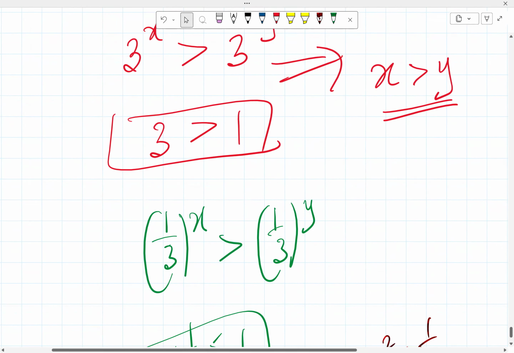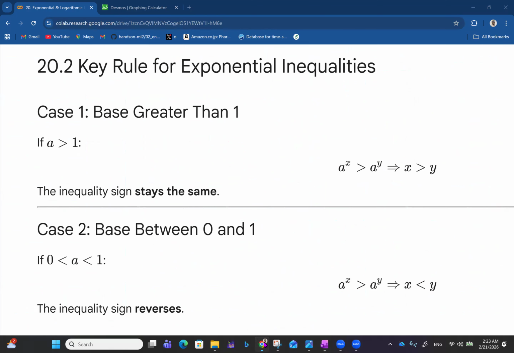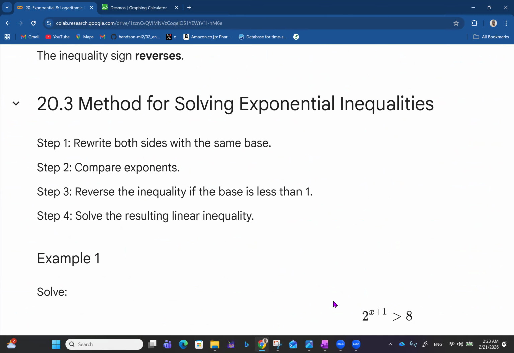So that's why when you have a number like 1 over 3 that is between 0 and 1, this implies that x is less than y. So for this to be greater than this, this power must be smaller than this power. That's what the rules are telling us right there, and they make sense, right? So if you have a base a between 0 and 1, it means a raised to x is greater than a raised to y, which implies x is less than y. The inequality sign then reverses in that case. So you want to pay attention to the base before you make that decision.